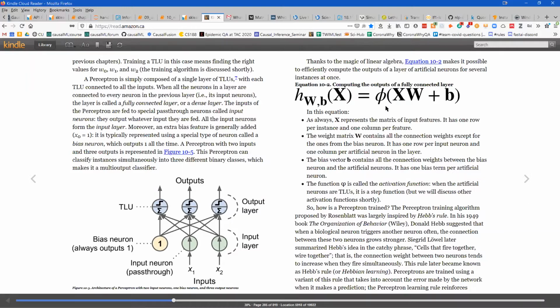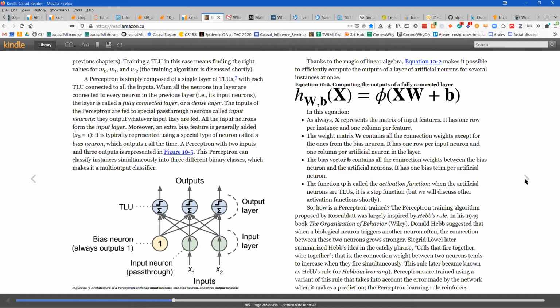And the output can be expressed mathematically. H with subscript W, B, where W is the weight matrix and B is the bias, applied to some input X. Given that these are specified, you can then specify the output. And you need this function phi, which is the activation function. As we've seen, the activation function for the perceptron is a step function of some sort or other. But when we generalize this, we'll see we can use any activation function we want.